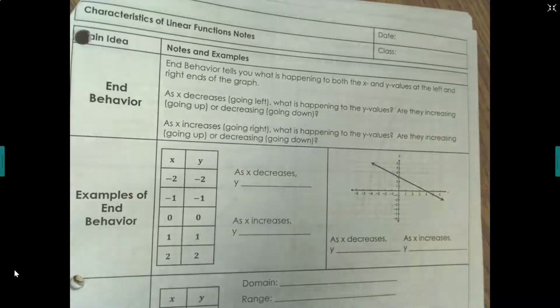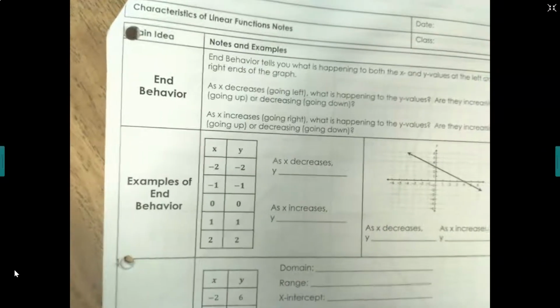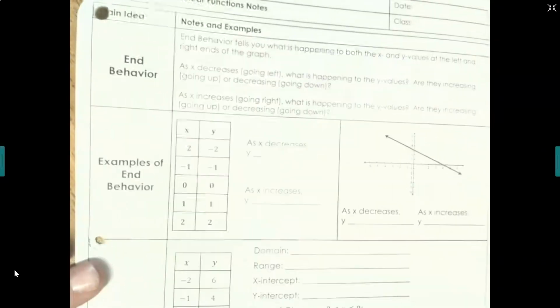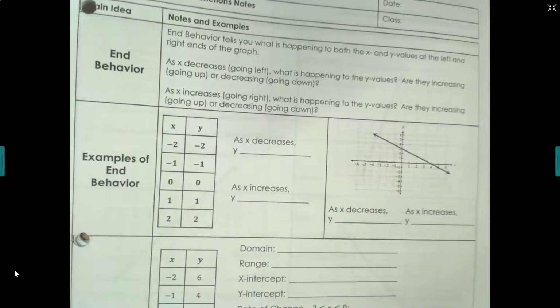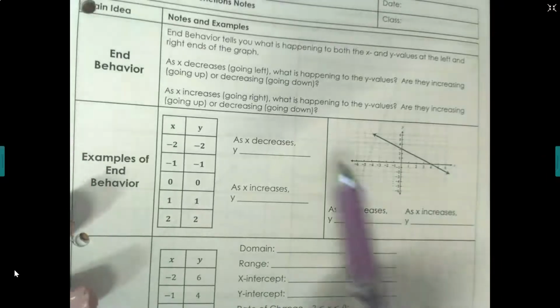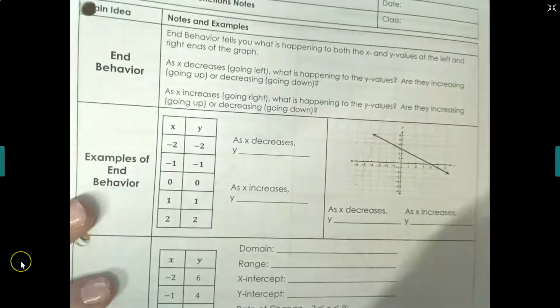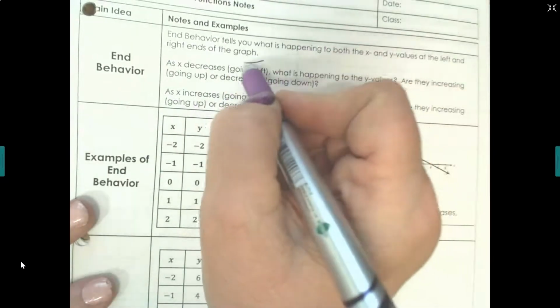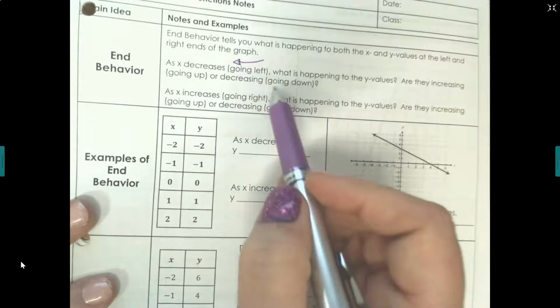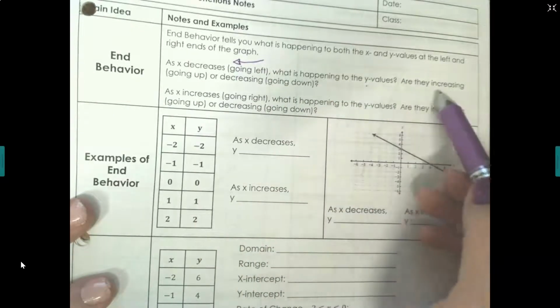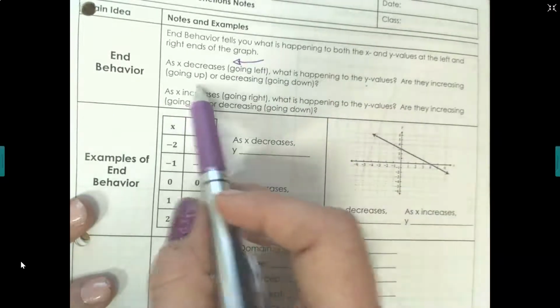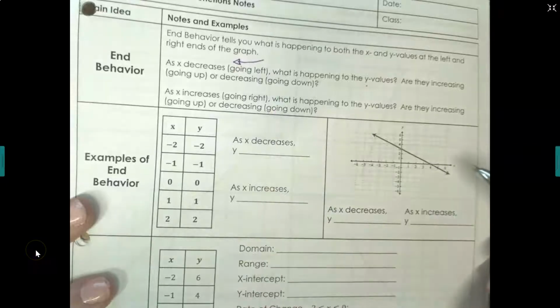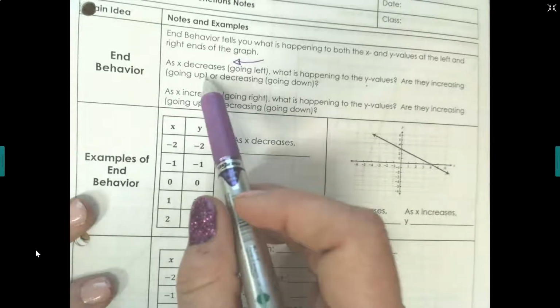All right, so end behavior is the last of our characteristics that we're going to talk about. End behavior tells you what is happening at both the x and y values on the left hand of the graph and the right hand of the graph. So generally speaking, we're looking for what happens as x is decreasing, meaning as the x values go to the left, what is happening to the y values? Are they increasing by going up or decreasing by going down? Okay, that's on the left hand side of the graph.